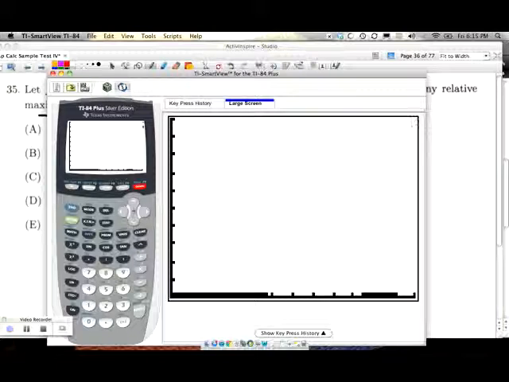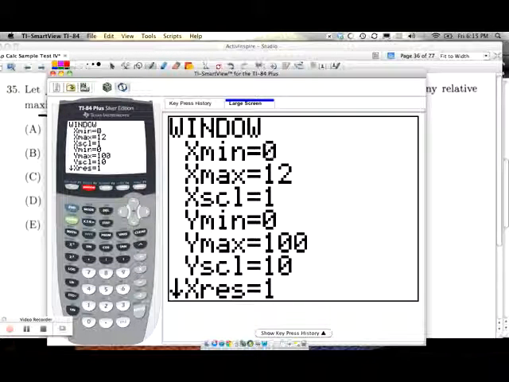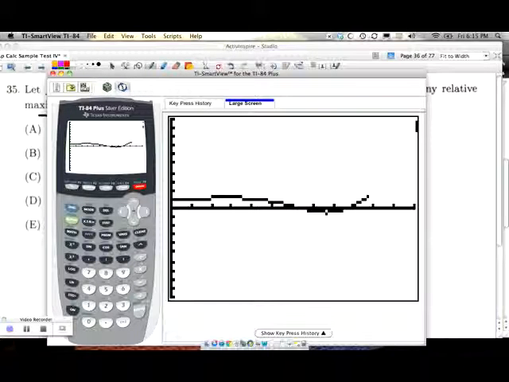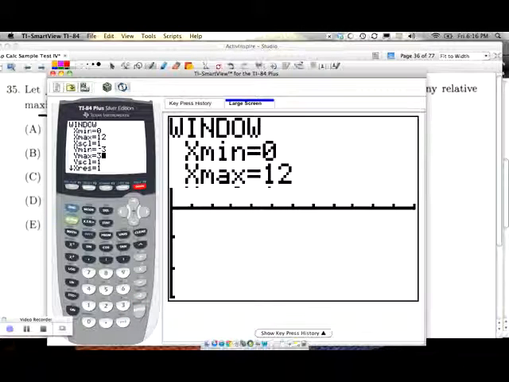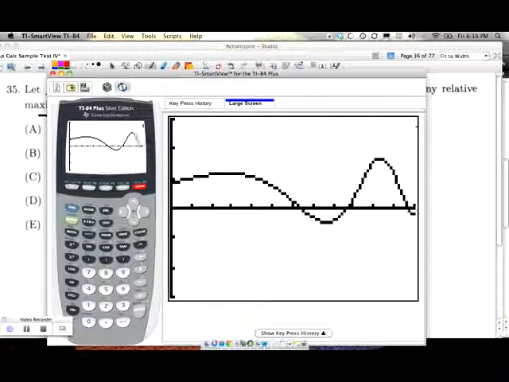Oh, my function's pretty low there. Let's change this window, the y values from like negative 10 to 10. So negative 10 down to 10. I'll do a scale of 1, just like usual. Okay, so it looks like it happens maybe once, twice. So I need to limit my y range here. If I go back to window, I'm going to change my y range. Looks like maybe negative 3 to 3 would be more appropriate. Yeah, it sure does. So it happens once and twice.